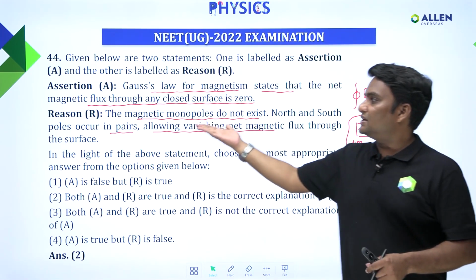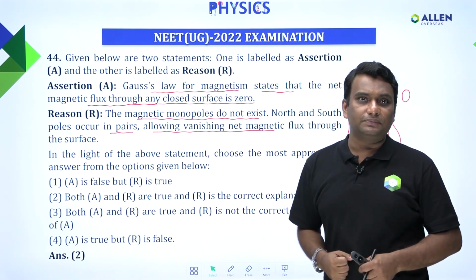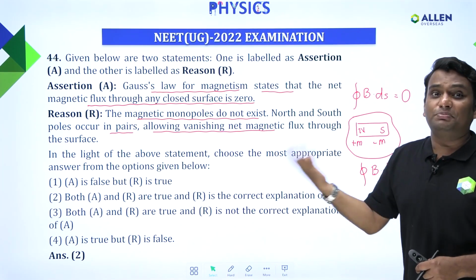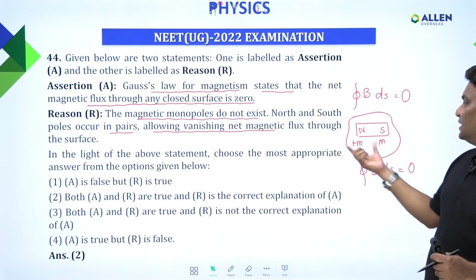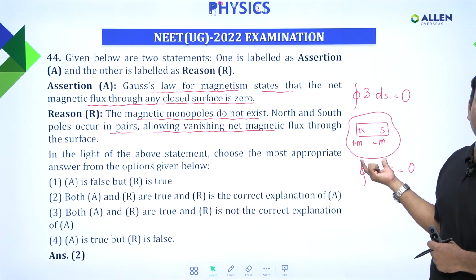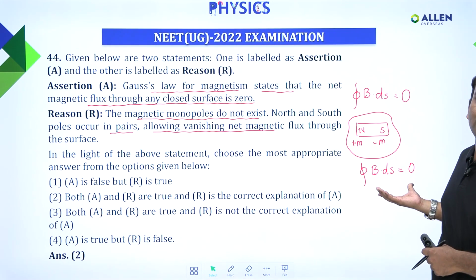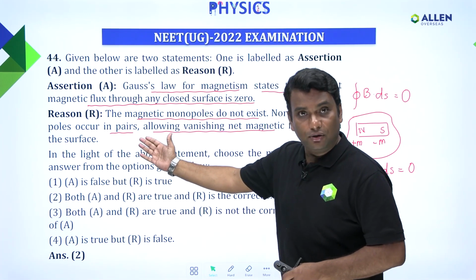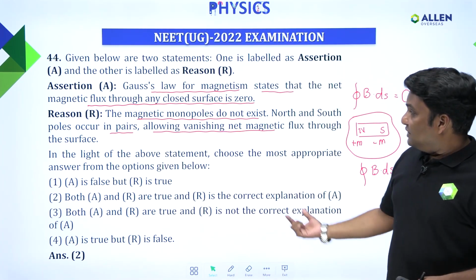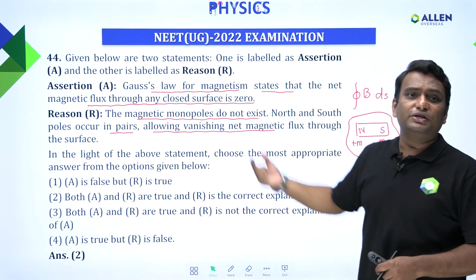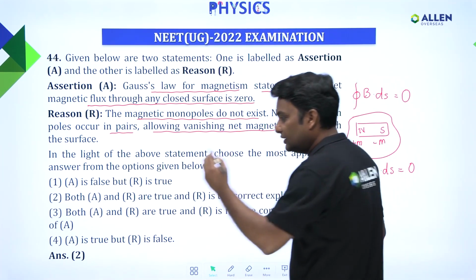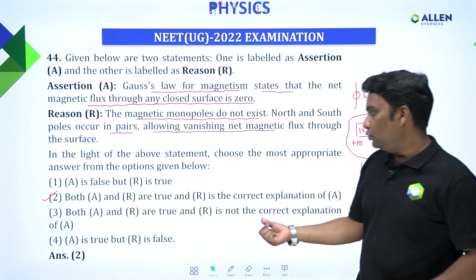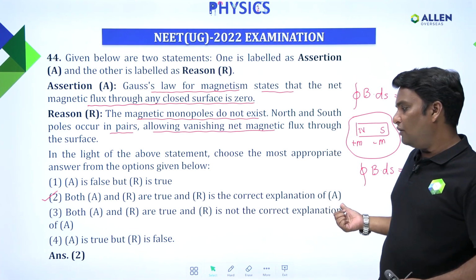So I think the reason is completely supporting the assertion. The assertion says net magnetic flux is 0, and the reason gives the explanation for that: since the net magnetic pole strength is 0, net magnetic flux is also going to be 0. So in this case, both assertion and reason are true, and the reason is the correct explanation of the assertion. So I can directly come to option 2, which says both A and R are true and R is the correct explanation of A.